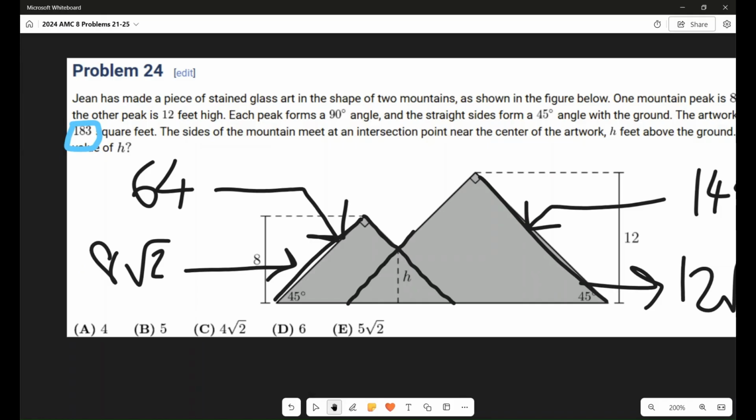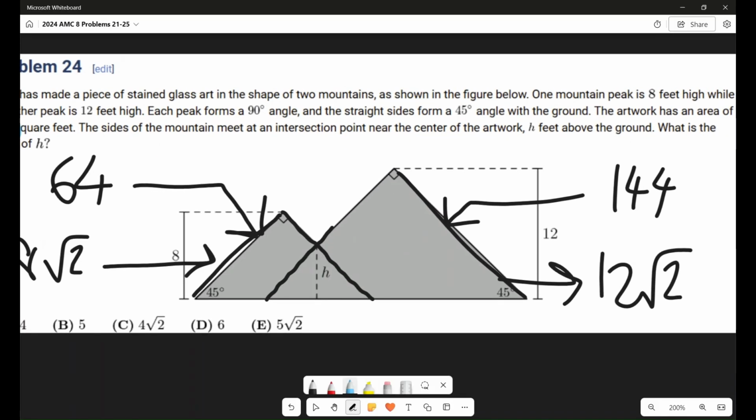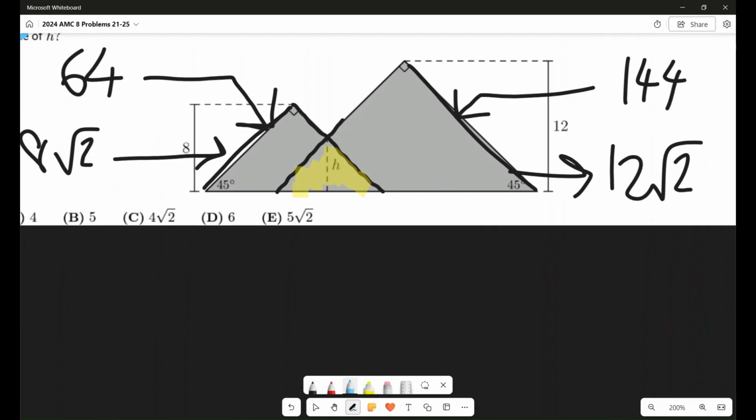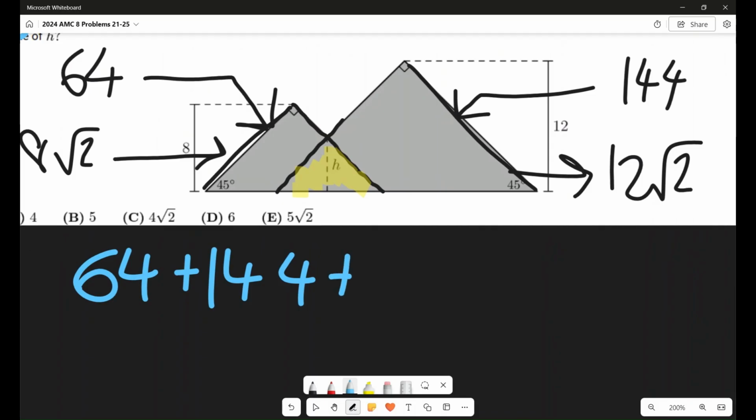183. Why is that? Well, when we add those up, we're double counting this region here. We're counting that twice because it's in both of the triangles. And if we count something twice, when we only count it once, what do we have to do? We have to subtract it out. So here we can write 64 plus 144, not plus, minus the area of that triangle.